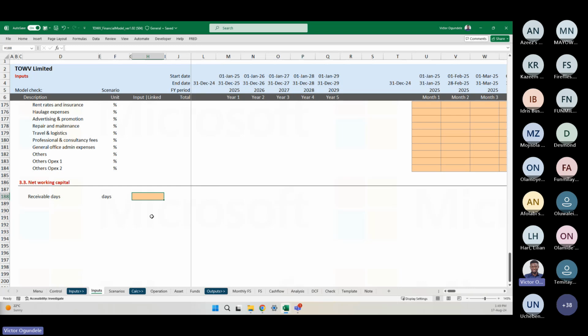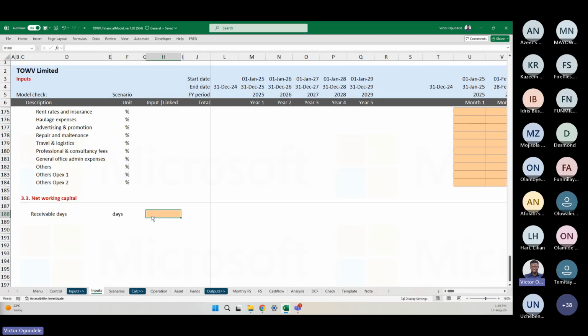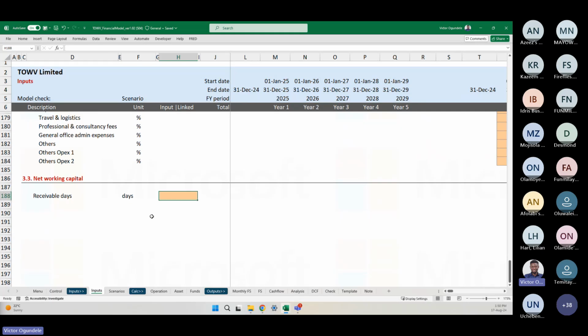Now for the receivable days, basically what we are saying is, if the business sells to, because we're considering they're a manufacturer, which means most times they might not be selling directly to the last consumer, right? So maybe they sell directly to the retailer or to the middleman, and everyone is trying to manage their business cash. Everyone is trying to manage cash.